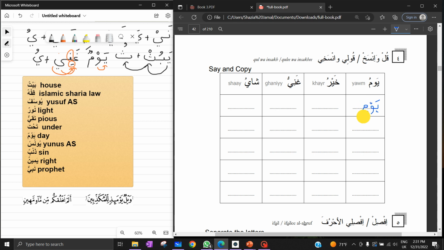Yawmun. Khair. Kha is written on the line, ya, and then a ra just above, and then the major part is just below. Kha, ya, sukoon, and ra with damma and tanween. Khairun.